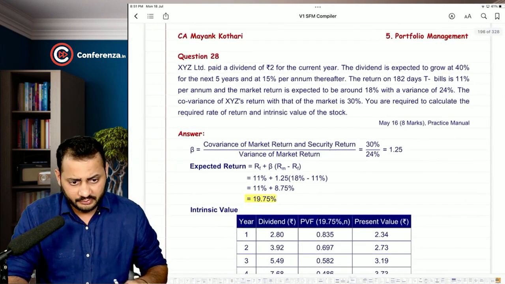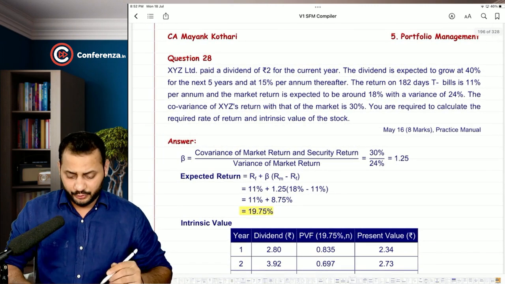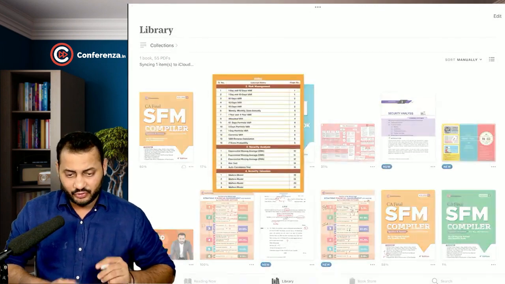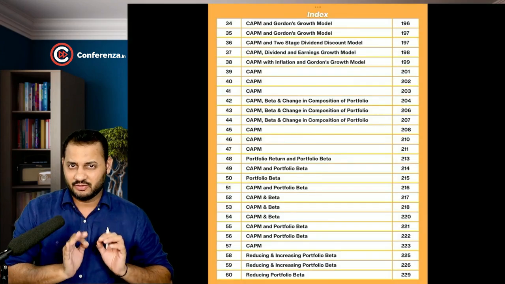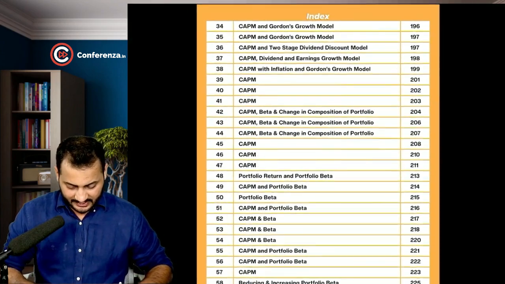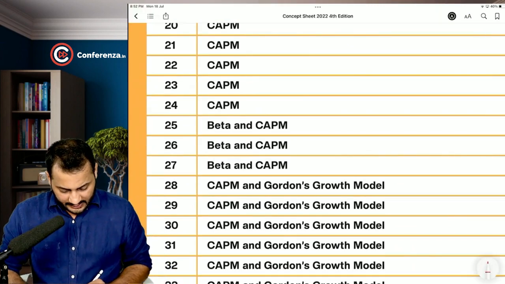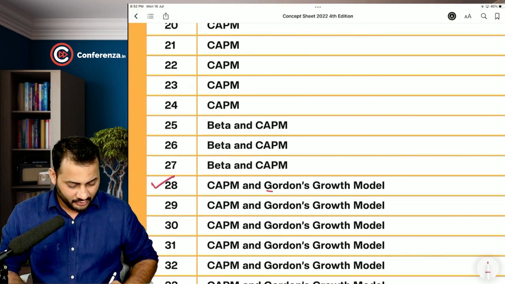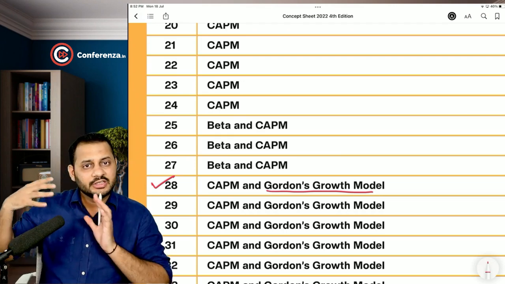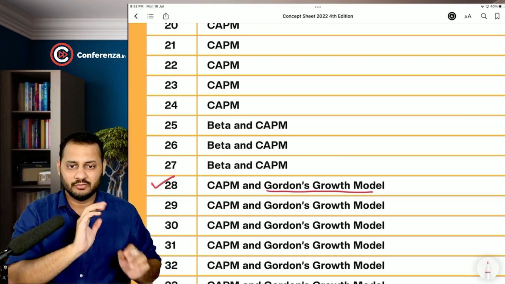Let's go on to question number 28 now. From question number 28 onwards, we have to mix two types of concepts: the capital asset pricing model and Gordon's growth model. So the concept from the security valuation will be helpful here.